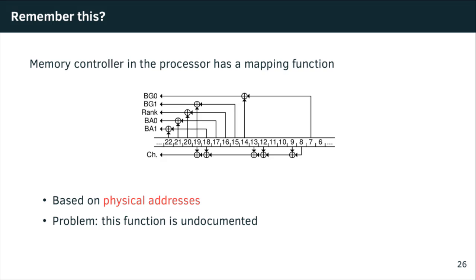and the problem is we don't know this mapping function. So this is not documented. This is a secret. Intel keeps it secret. They don't want anyone to know this mapping function. But we are really interested in this mapping function.